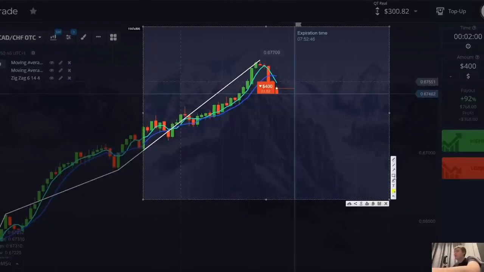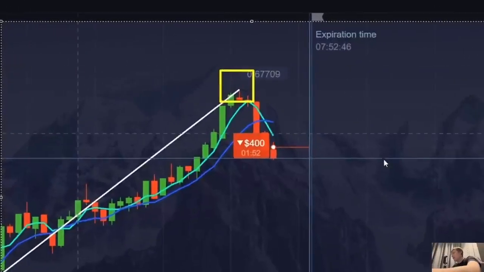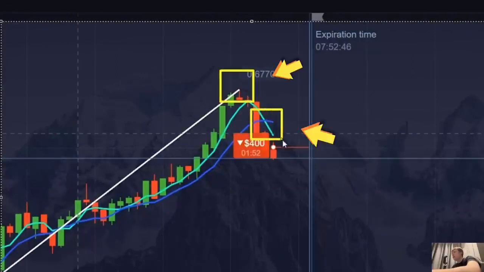Like currencies, OTC currencies, stocks, maybe cryptocurrencies, it doesn't matter, friends. The most important thing is the correct analysis and work with the indicators. Here, I think that the chart will decrease because I see several suitable conditions for the strategy.